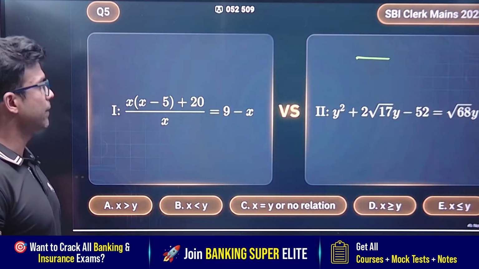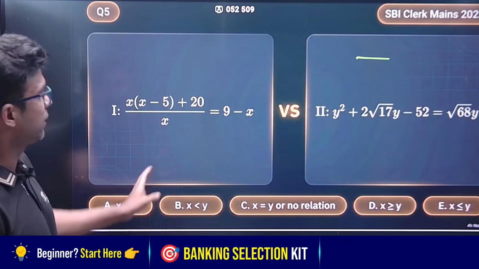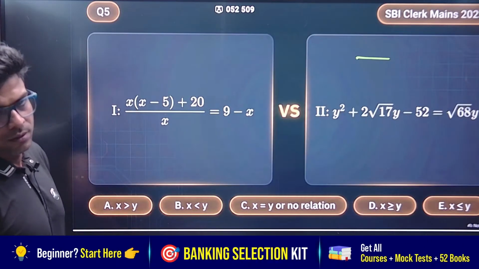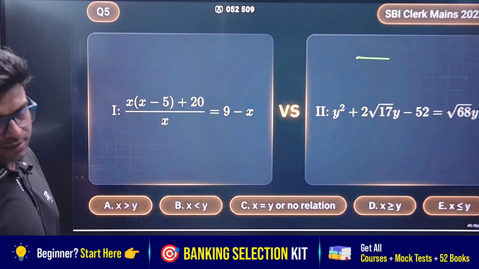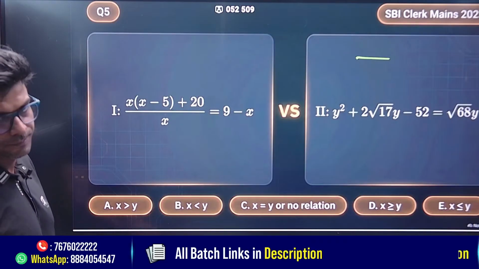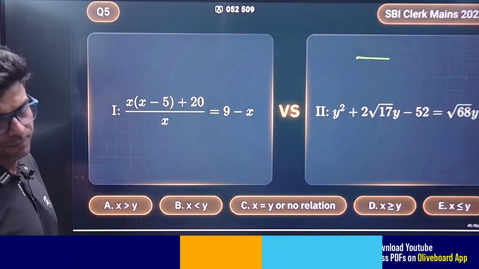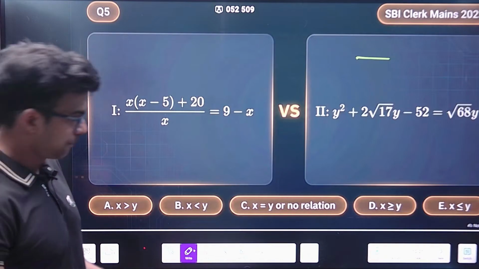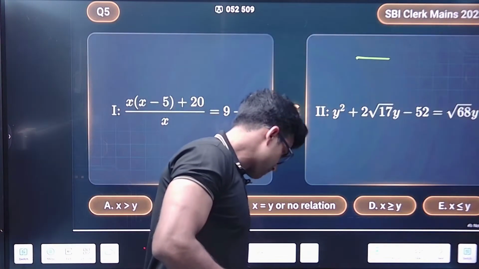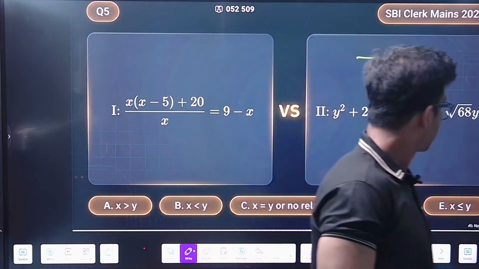x into x minus 5 plus 20 divided by x is equal to 9 minus x. Please solve.